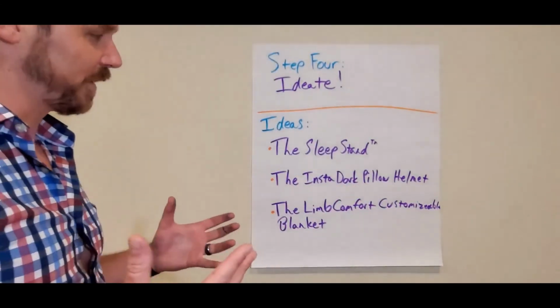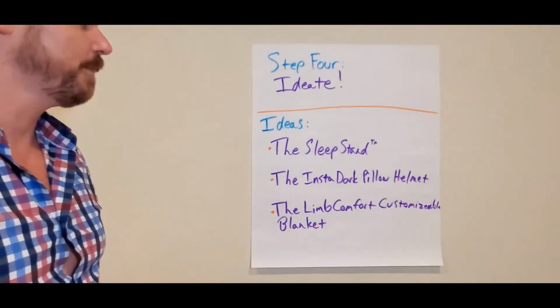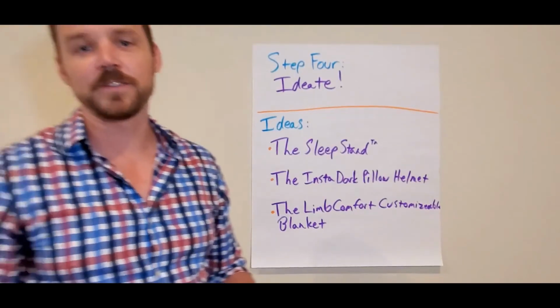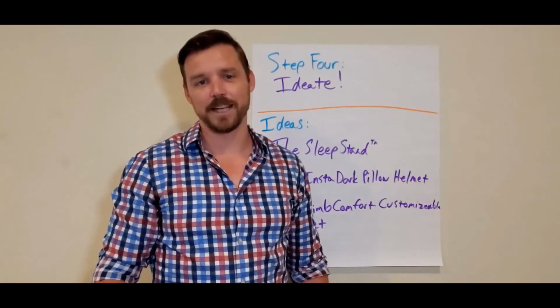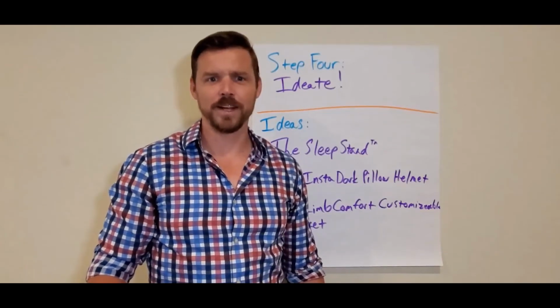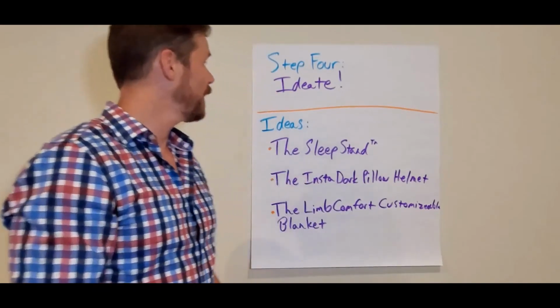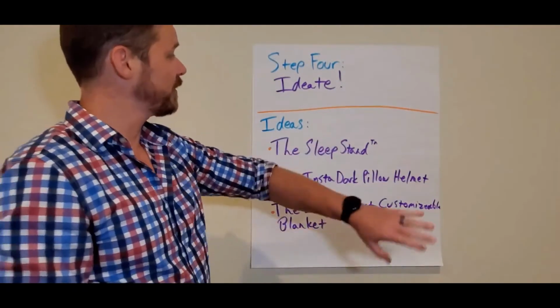And then the Limb Comfort customizable blanket, very catchy name. This is a series of blankets that I wrap around each of my limbs. So if my left leg gets cold, I can make it warm again. Or if it gets hot, I can make it cool again. All right? So this is the final step.